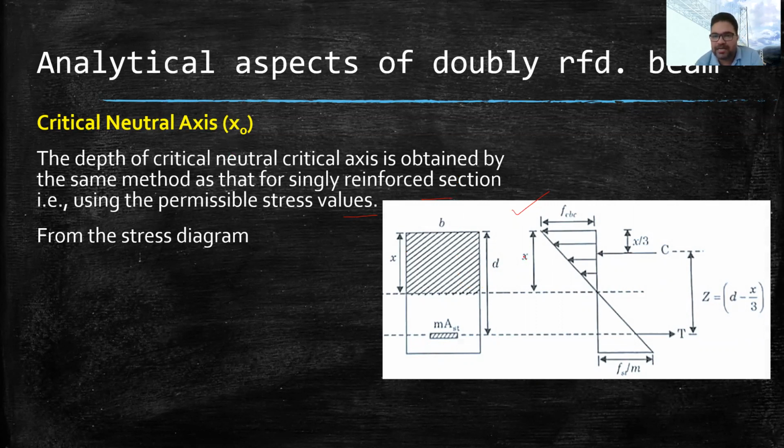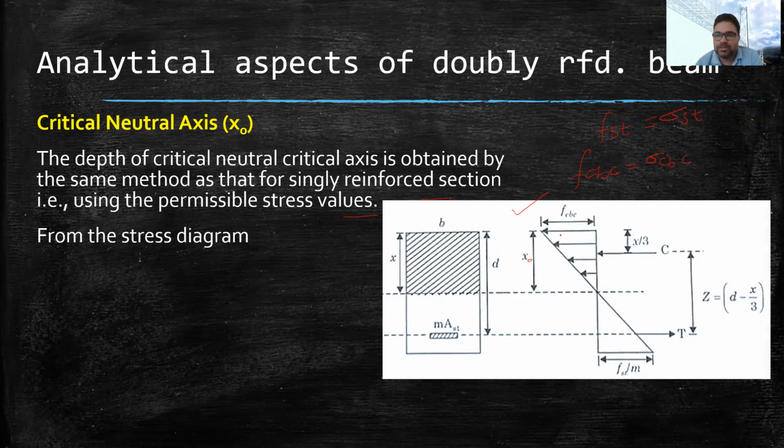So if I write x naught here, x naught is for the balanced section. In case of balanced section, fcbc value is equivalent to sigma cbc. Similarly, fst value is equivalent to sigma st. So here I can replace this as sigma st by m, and fcbc is replaced by sigma cbc, and x is replaced by x naught.